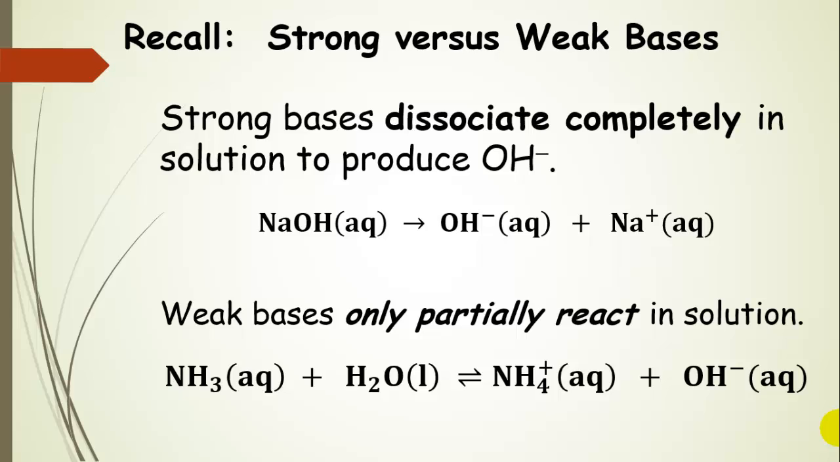Strong bases dissociate completely in solution to produce hydroxide. 100% dissolution, we indicate that with a single arrow. Weak bases only partially react in solution, and so we indicate this with a double arrow, an equilibrium arrow. And we have ammonia in water to produce ammonium, which is the conjugate acid, and hydroxide.